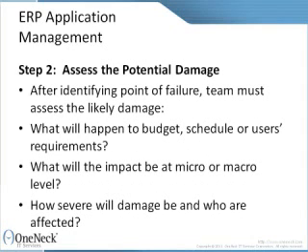Step 2. Assess the potential damage. Once the project team identifies the potential points of failure, it must assess the likely damage. What will happen to the ERP application management budget, schedule, or users' requirements? What will the impact be at a micro and macro level within the organization? How severe will the damage be and who will be affected?